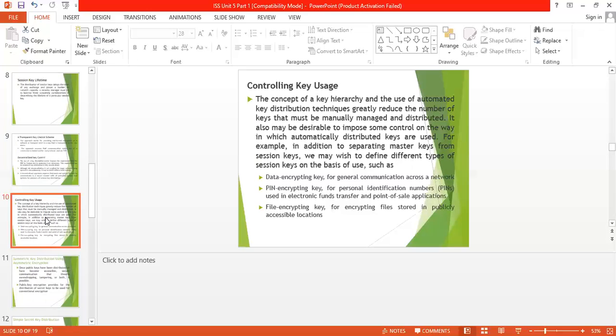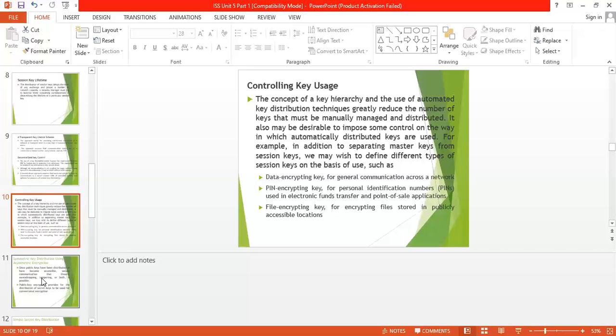In the concept of a key hierarchy, the use of automated key distribution techniques greatly reduces the number of keys that must be manually managed and distributed. It also may be desirable to impose some control on the way in which automatically distributed keys are used. For example, in addition to separating master keys from session keys, we may wish to define different types of session key on the basis of use: data encryption key, PIN encryption key, and file encryption key. So this is basically the symmetric key distribution using symmetric encryption.